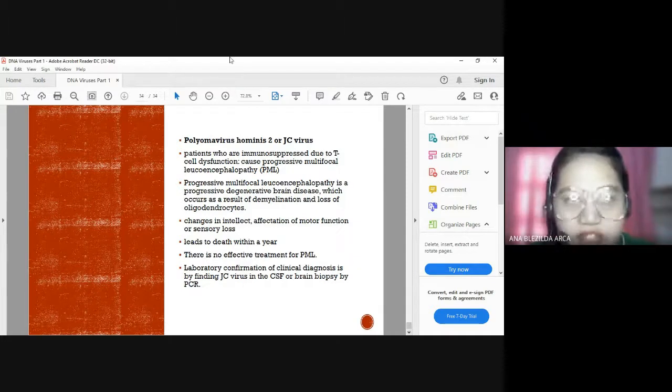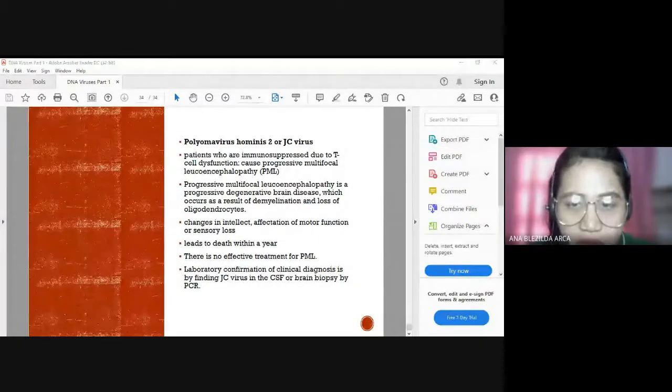So tapos na pala. So that is the lesson for this week. That is the DNA virus part 1. So next week will be the DNA virus part 2.